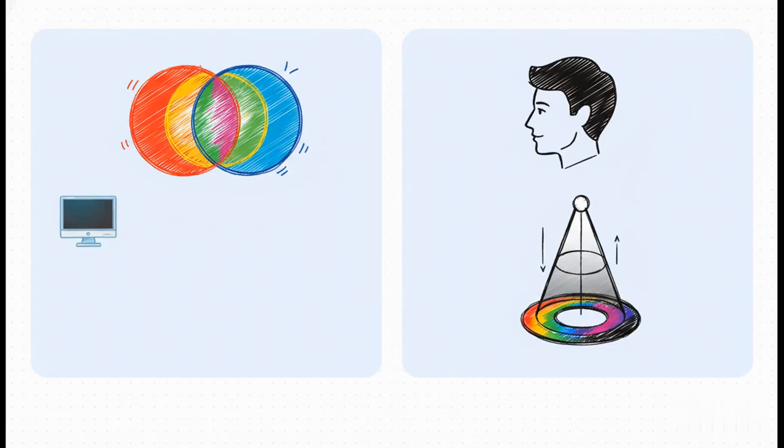And right away, we hit a super important point. Computers and humans, we see color in totally different ways. A machine, it thinks in terms of hardware, of mixing light. That gives us the RGB model. But us, we think more intuitively, right? We talk about a color's shade, how pure it is, how bright it is. And that's exactly what the HSI model is based on.